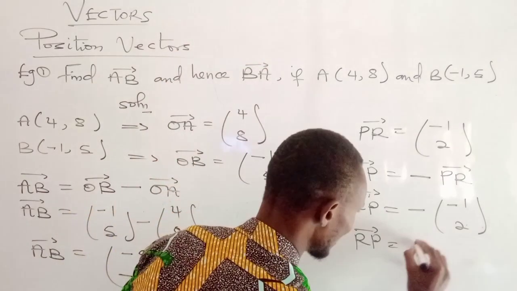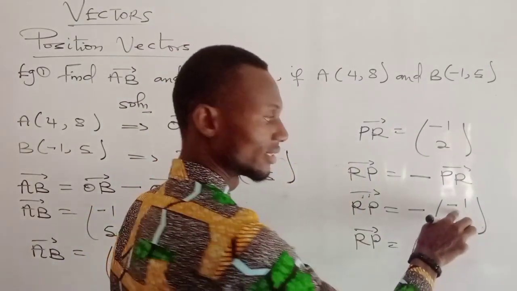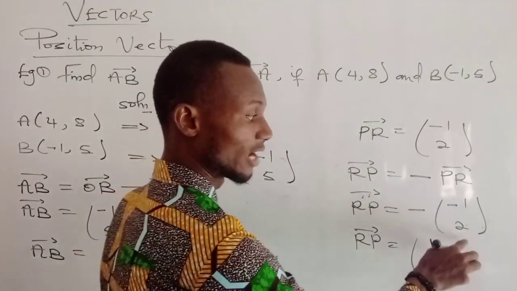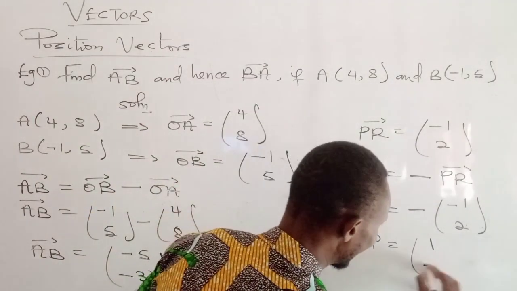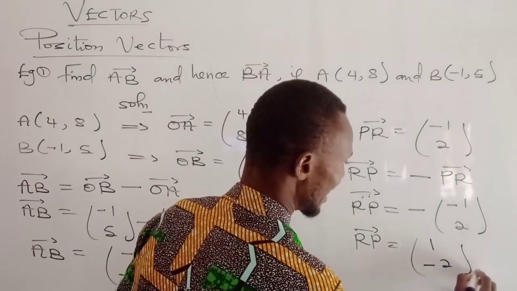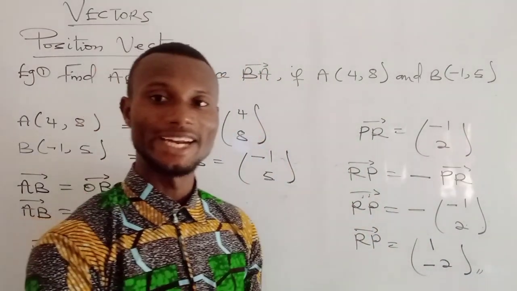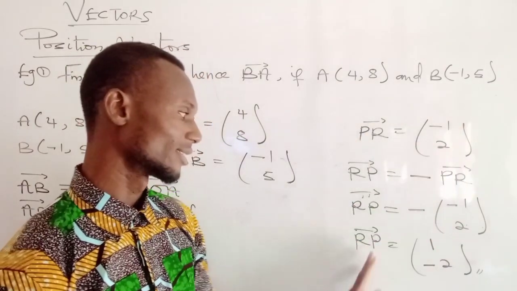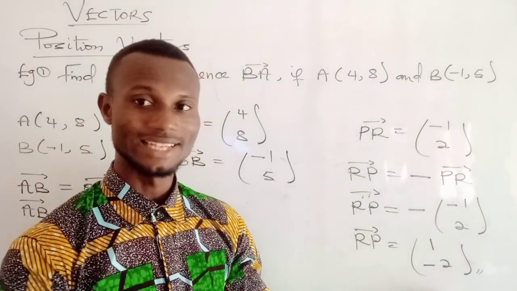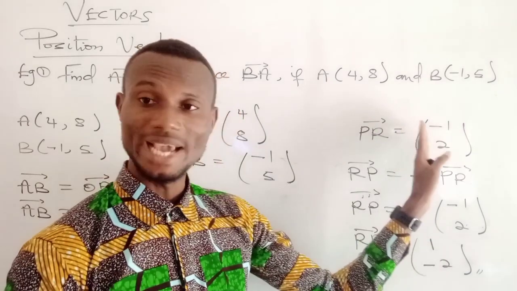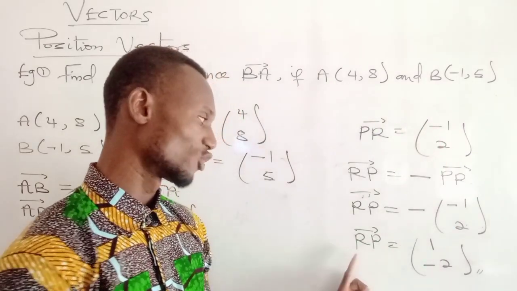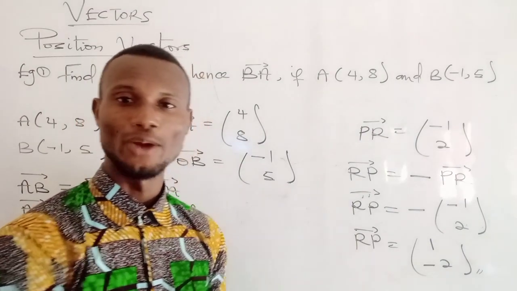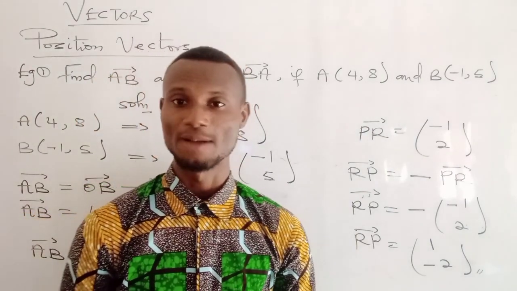Okay, so we are going to have negative times -1 is going to give me +1, and negative times +2 is going to give me -2. So this is the answer for finding the inverse of the vector PR. The inverse is 1, -2. That is, we negate the PR, then we get the inverse to be 1, -2. Okay, the inverse is RP. I hope the explanation is clear enough up to this point.